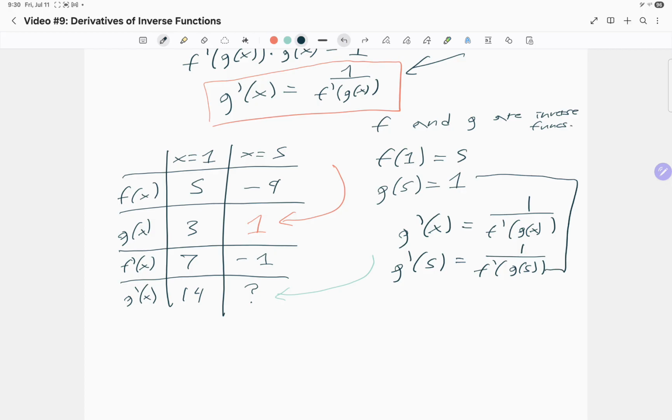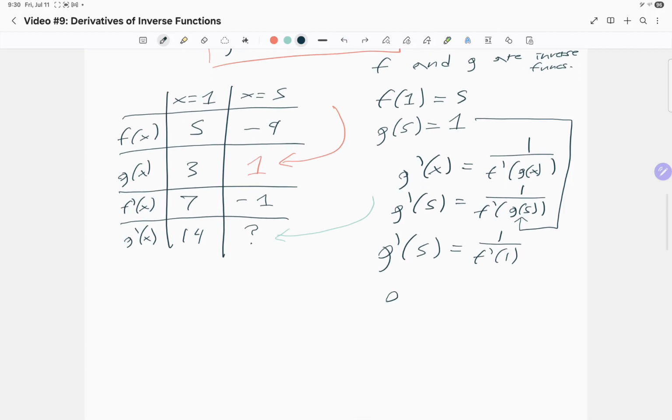Let me make that arrow a little better. Oopsie. Oopsie daisy. We're going to bring that there. So we're going to have g prime of 5 equals 1 over f prime of 1. What's f prime of 1? That's something we can see in the table here. That's 7. So g prime of 5 equals 1/7. There you go. Look at that. So we have our answer here.